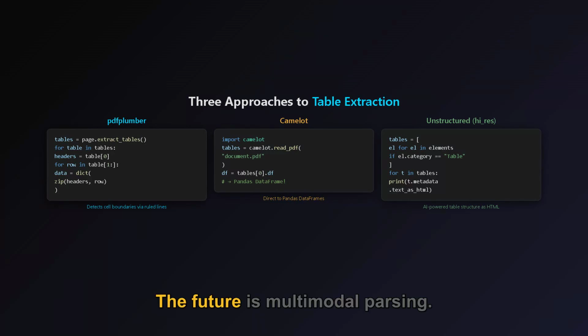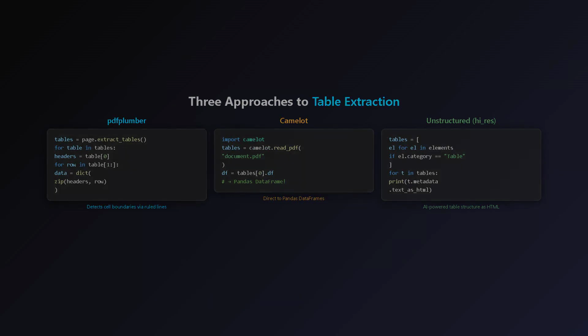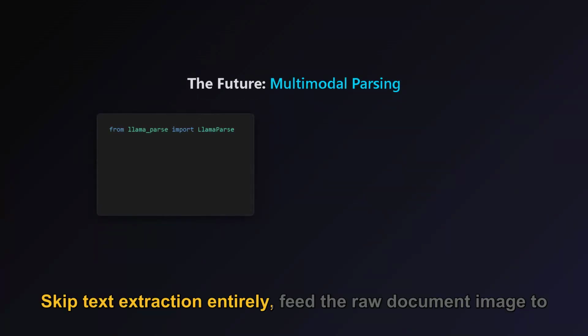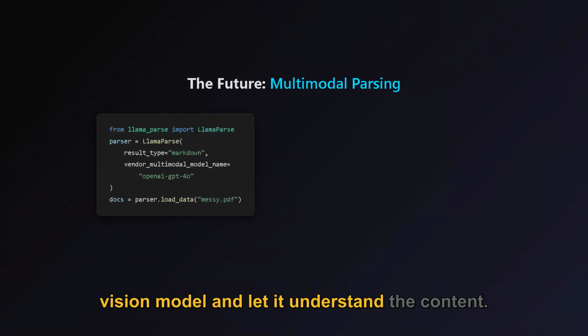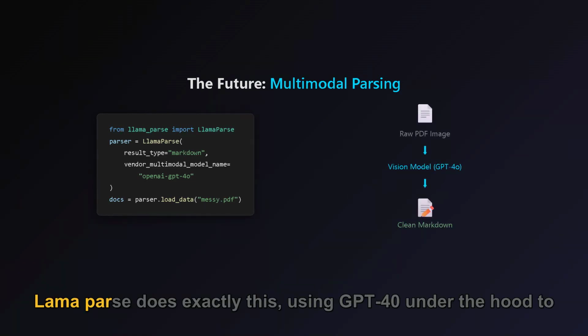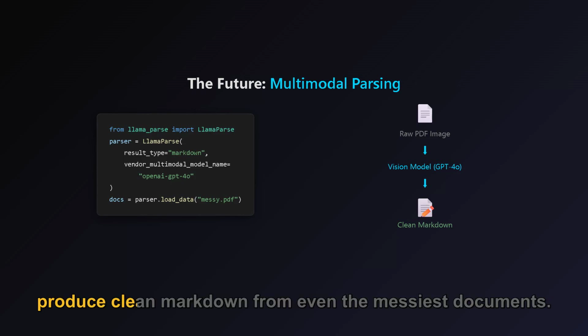The future is multimodal parsing. Skip text extraction entirely, feed the raw document image to a vision model and let it understand the content. LlamaParse does exactly this, using GPT-4o under the hood to produce clean markdown from even the messiest documents.